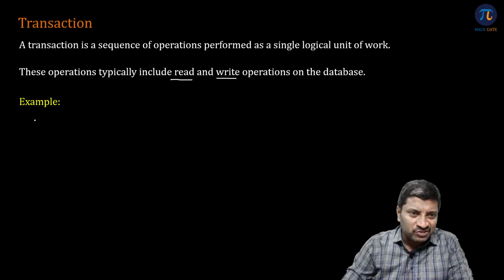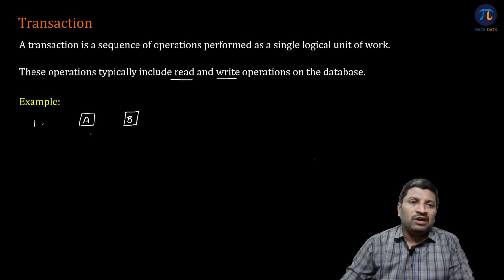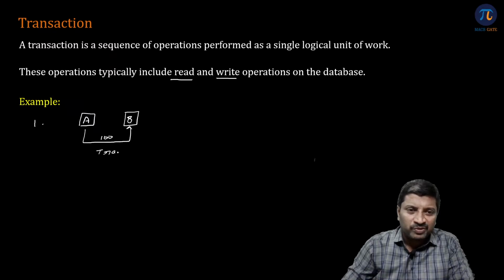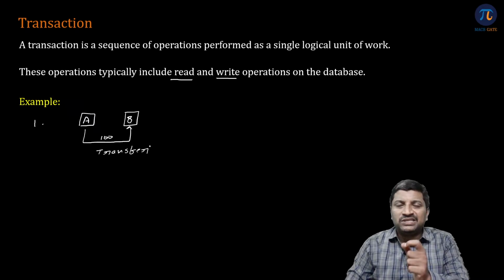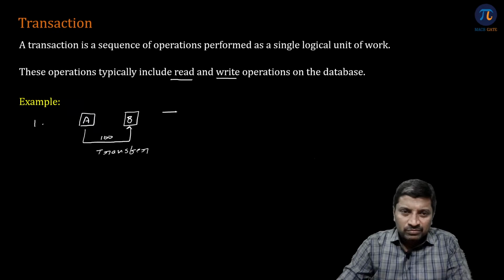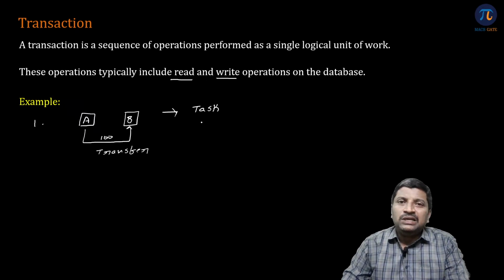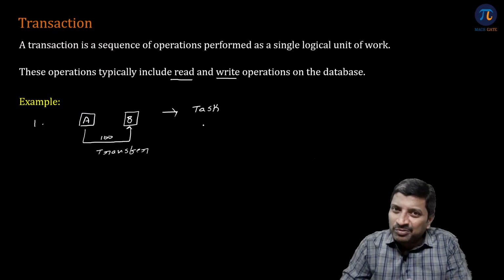What are the examples of this? Suppose I have two bank accounts. I want to transfer 100 rupees from account A to account B. This is a single logical unit of work, or you can say it is a single task. Now, to complete this task, I need to write a sequence of operations. What can be the operations, sir?